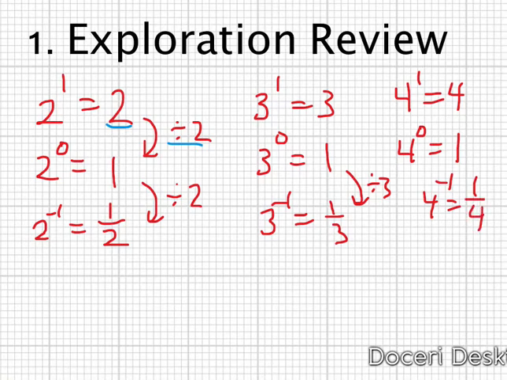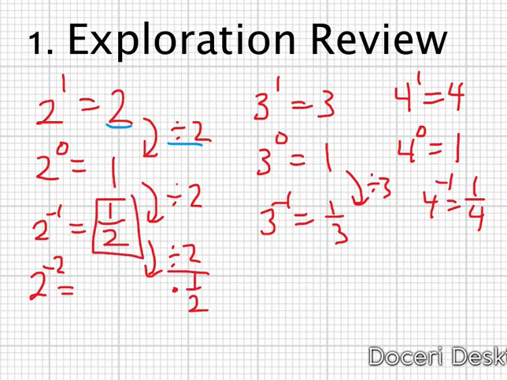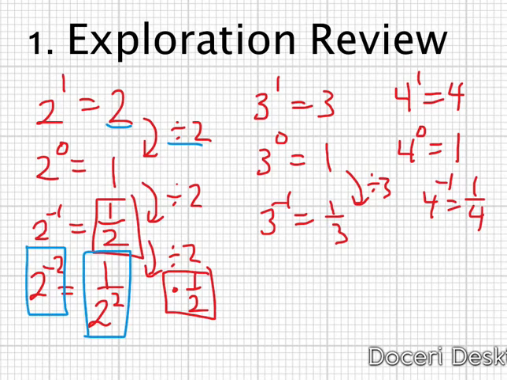Now if we continue this pattern, 2 to the negative 2, I just divide by 2 again. But dividing by 2 is the same thing as multiplying by 1 over 2. So 1/2 times 1/2 is going to be 1 over 4. Or I can think of it as 1 over 2 squared. So if I compare 1 over 2 squared to 2 to the negative 2 power, all we really did was move that 2 to the 2 power down to the denominator, and now instead of a negative 2 exponent, it's a positive 2, but it's in the denominator.